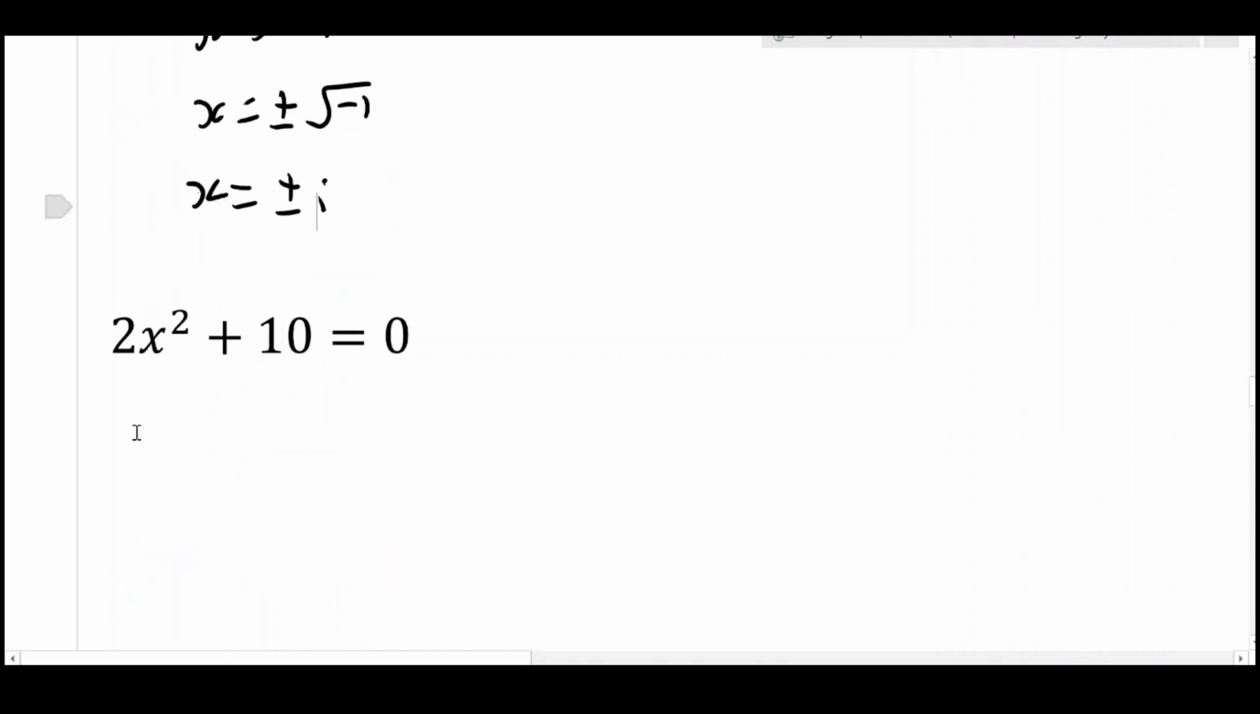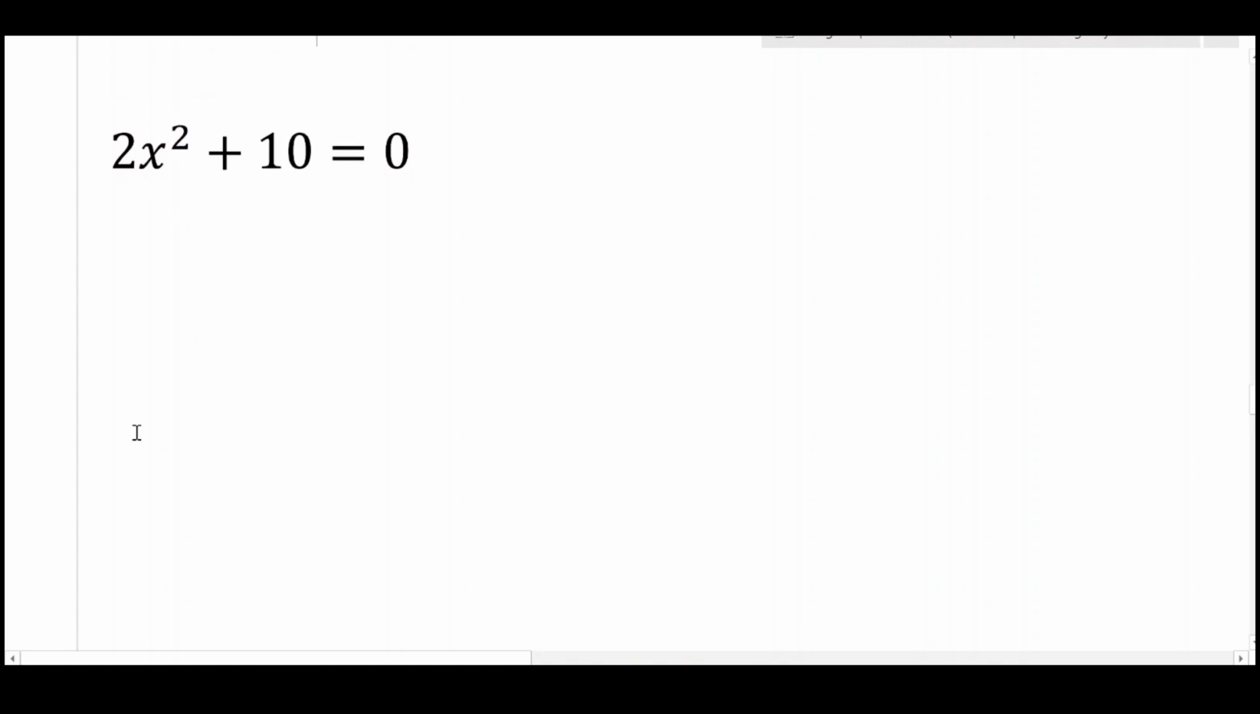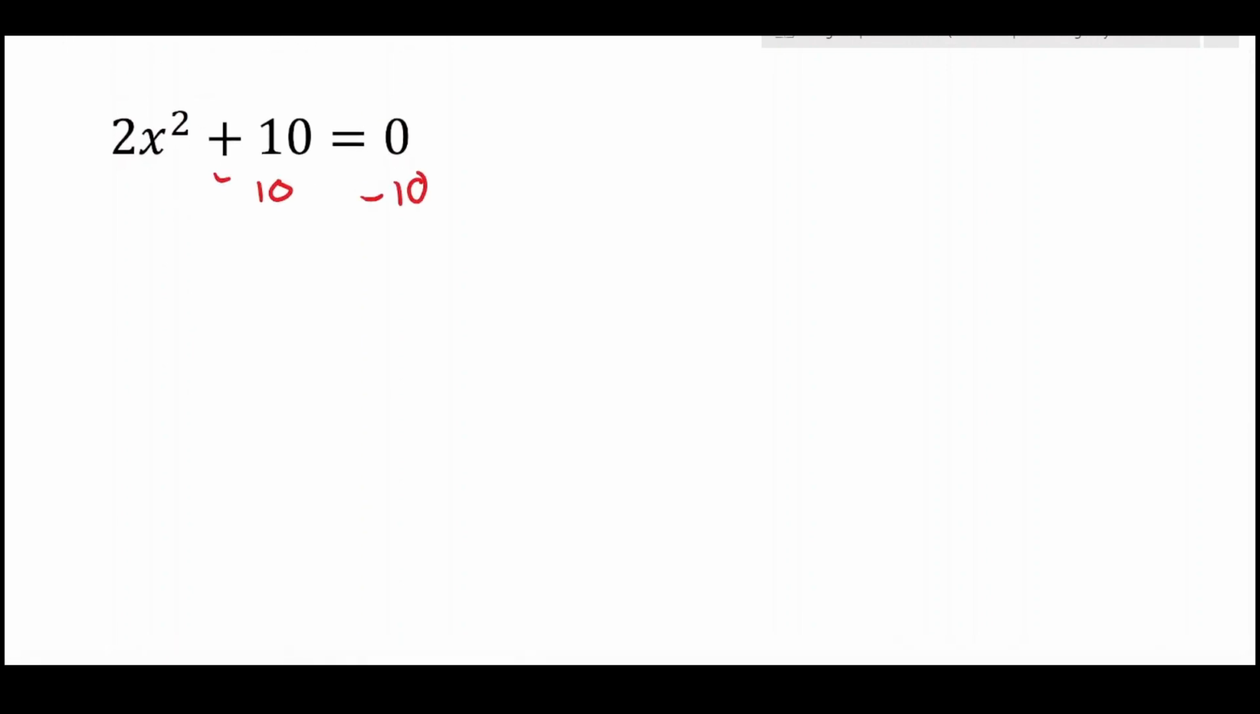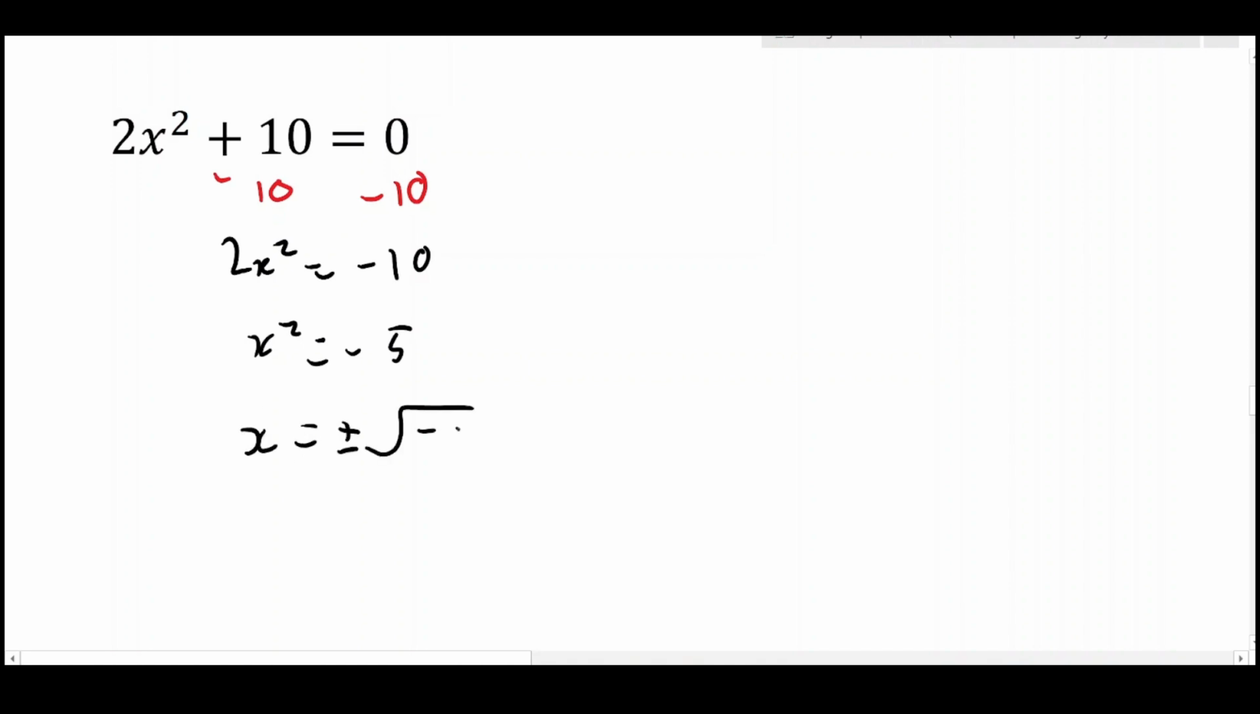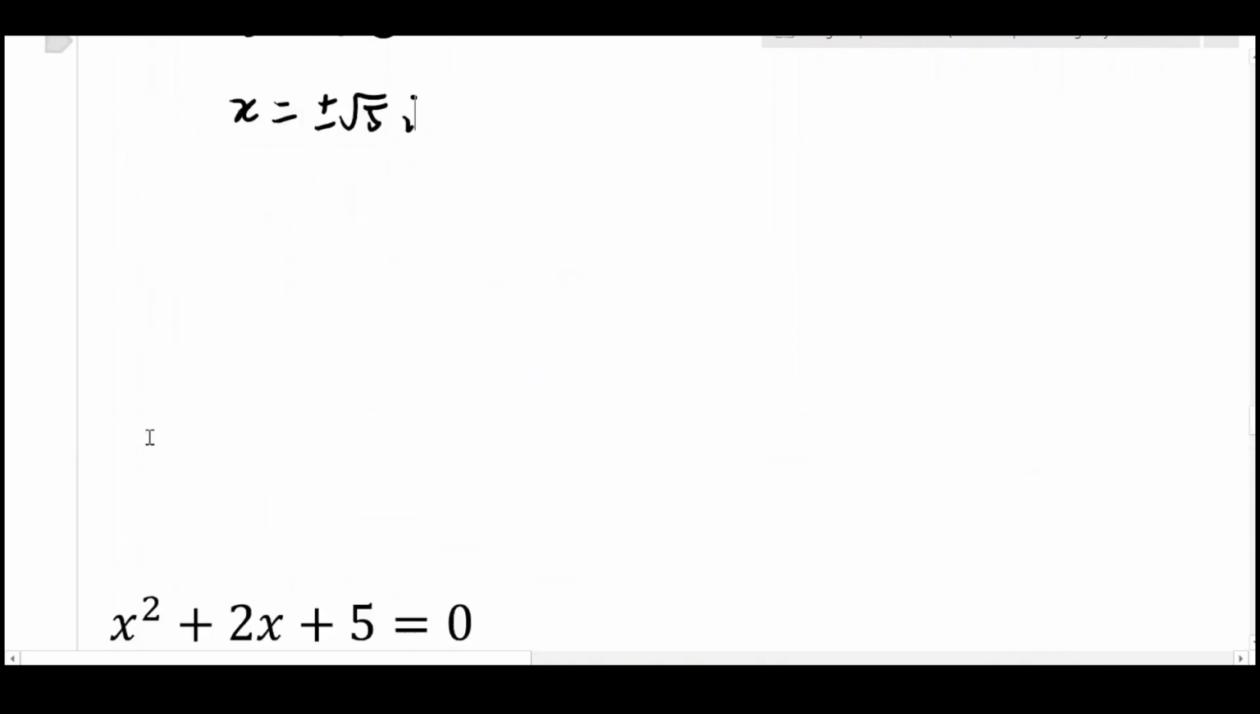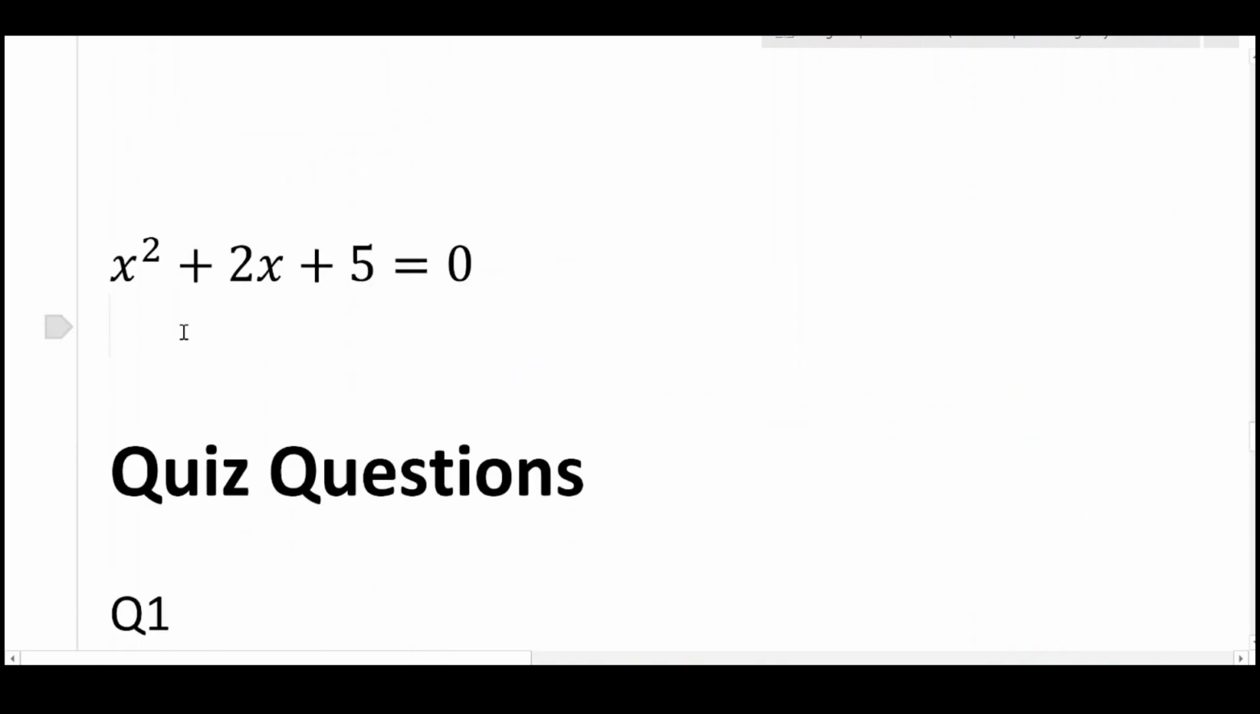Next one we got is 2x squared plus 10 equals 0. So again, we'll solve that like a normal equation. So you're going to get 2x squared equals -10. So x squared equals -5 because you'll divide out by 2 on both sides. And x equals plus or minus square root of -5. So x is plus or minus root 5 i. Just like that.